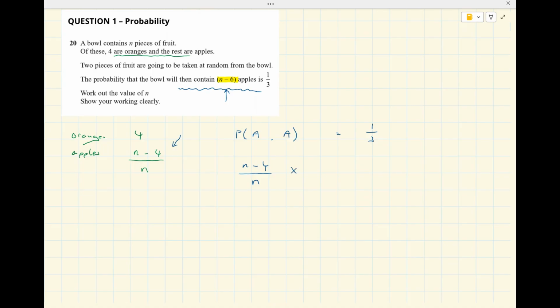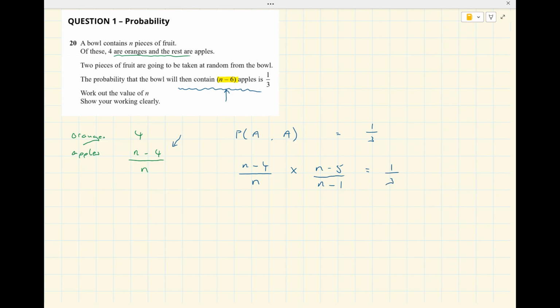And what about when we come up to the fruit bowl for a second time? Well, there aren't n minus 4 apples anymore. There's one fewer. So there'll be n minus 5 apples. And there won't be n pieces of fruit because we've already taken out an apple. So there'll be only n minus 1 pieces of fruit. And that's what equals a third.